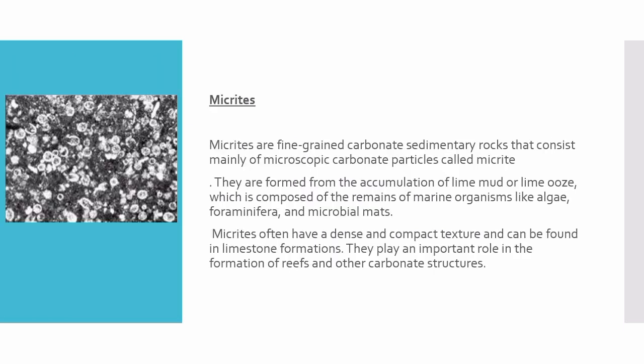Micrite is a fine-grained carbonate sedimentary rock and it consists mainly of microscopic carbonate particles called micrite. They are formed from the accumulation of lime mud or lime ooze, which is composed of the remains of marine organisms like algae, foraminifera, microbial mats, and so on. Micrite often has a dense and compact texture and can be found in limestone formations. They play an important role in the formation of reefs and other carbonate structures.